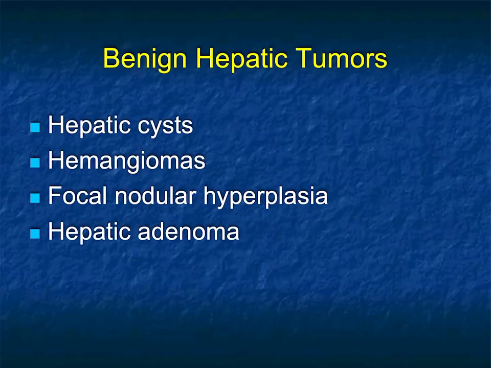And last time we left off beginning to talk about cystic lesions. And then we're going to talk about all benign hepatic tumors: hemangiomas, FNH, and hepatic adenomas, which kind of are on that cusp between benign and malignant.